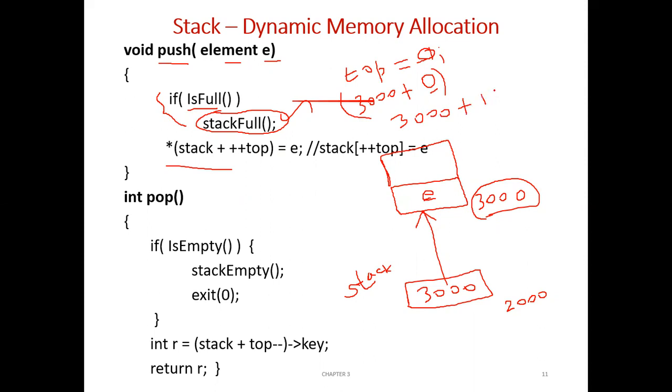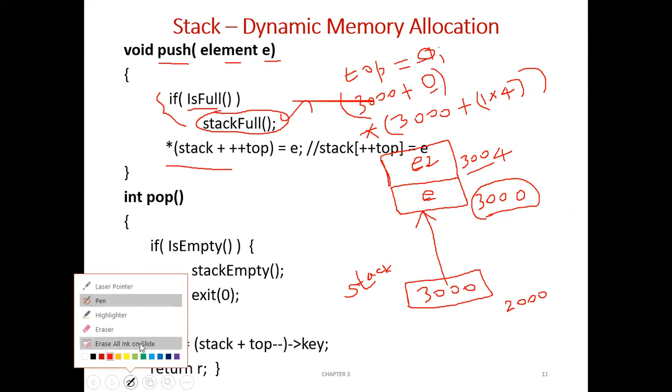So 3000 plus 1 into 4. The scale factor is 4 because each element occupies 4 bytes. So 3000 plus 1 into 4 is nothing but 3004. In this location the next element will come. Maybe we can call it E2 or whatever it may be. This is how the function works. So that is store, not just the value at that location. 3000 plus 4 gives this location, and in that location this value should come. Fine, so that is about the push function.